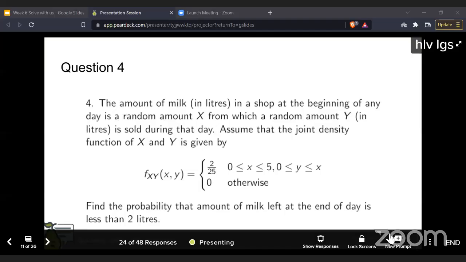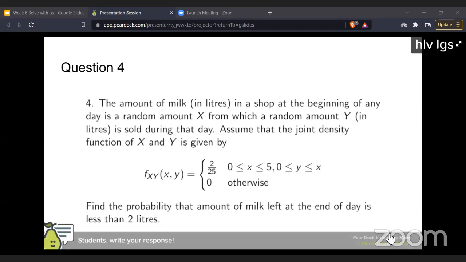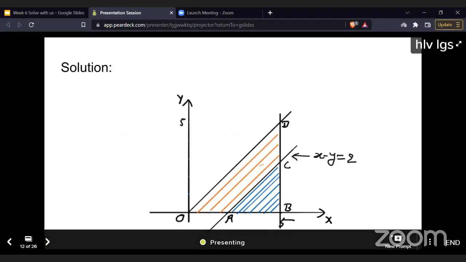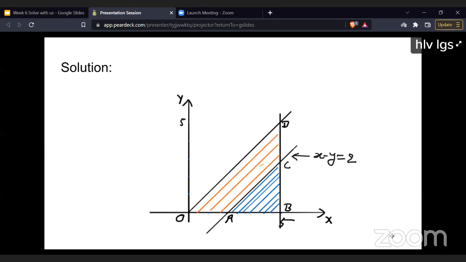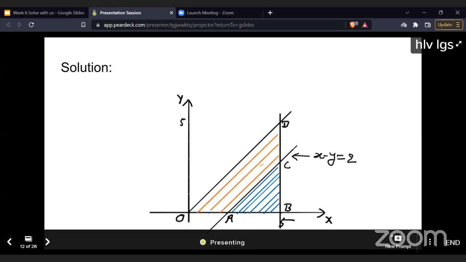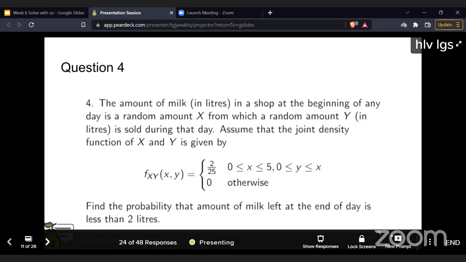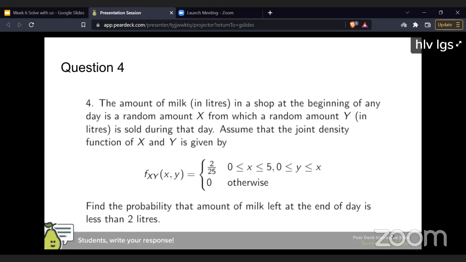So this was the problem statement. You saw that you had a triangle, this blue plus orange region. If you find the area of this triangle, it is half times base into height, so 1 by 2 times 5 into 5, that is 25 by 2. Now look back at the expression of f(x,y). It is 2 upon 25. So from here we can say that it is uniformly distributed.